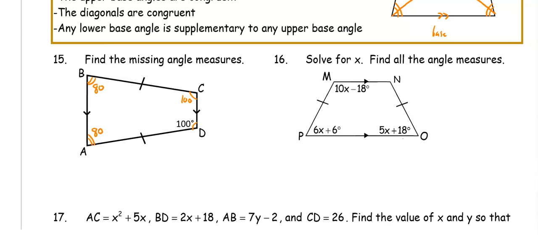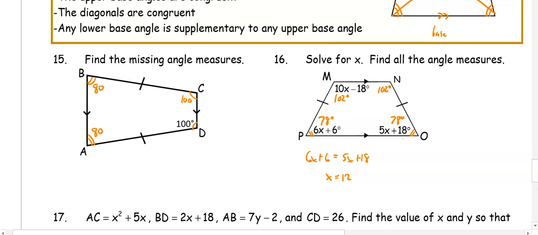In 16, we want to solve for x and find all of the angle measurements. So we know here that, again, we have an isosceles trapezoid, so our base angles are congruent. 6x plus 6 is equal to 5x plus 18. So when we solve, we get x is 12. Once we know x is 12, 6 times 12 plus 6 is 78 degrees, so both base angles are 78. 10 times 12 minus 18 is 102. Same thing if I did 180 minus 78, I'd get that these angles are both 102.